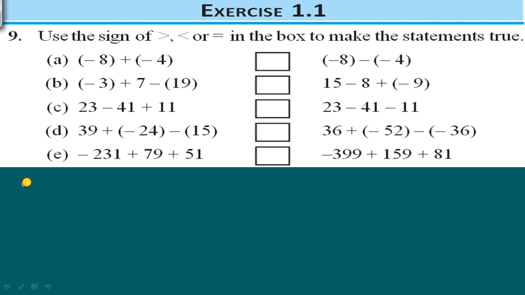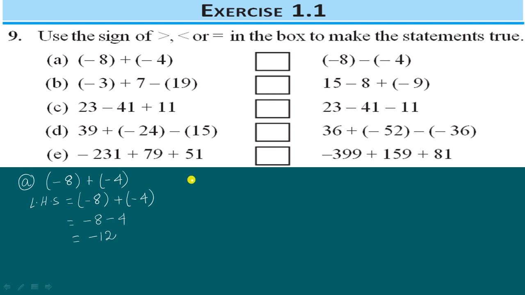A is given as minus 8 plus of minus 4. This is the left hand side. Or you can write it here, left hand side is equal to minus 8 plus of minus 4. We are getting minus 8 plus into minus is minus 4, that is equal to minus 12.